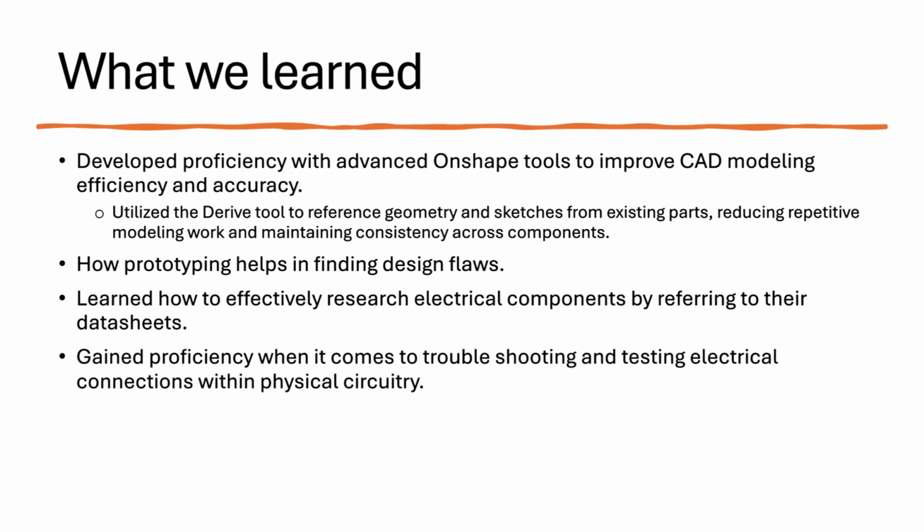While doing this project, we developed proficiencies with advanced Onshape tools to improve CAD modeling, efficiency, and accuracy. Utilize the Derive tool to reference geometry and sketches from existing parts, reducing repetitive modeling work and maintaining consistency across components. Also, how prototyping helps to find design flaws. Along with learning how to effectively research electrical components by referring to their data sheets. And finally, we gained proficiency when it comes to troubleshooting and testing electrical connections within physical circuitry.